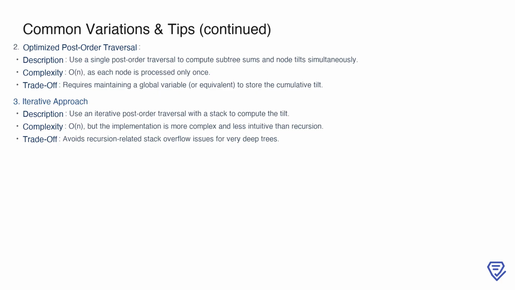Alternatively, you could use an iterative approach with a stack to perform post-order traversal. This avoids the risk of stack overflow that can occur in recursive solutions, especially with very deep trees. However, while iterative methods share the same O(n) time complexity, they are often more complex to implement and less intuitive compared to recursion. Choosing between these approaches depends on your problem constraints and your comfort level with recursion versus iteration.